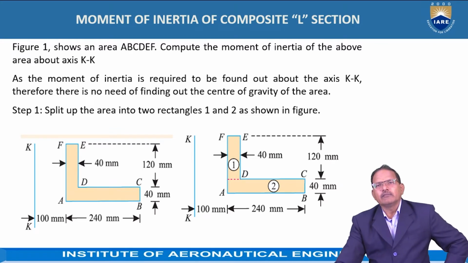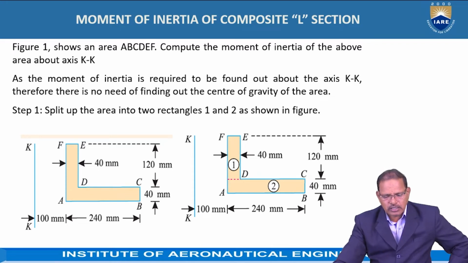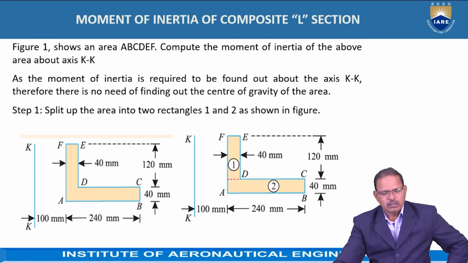Now, taking one problem, which shows a figure ABCD and EF in the form of an L section. Compute the moment of inertia of the above area about the line KK given. Here KK is a horizontal axis which is not passing through the figure, or the extreme vertical lines.